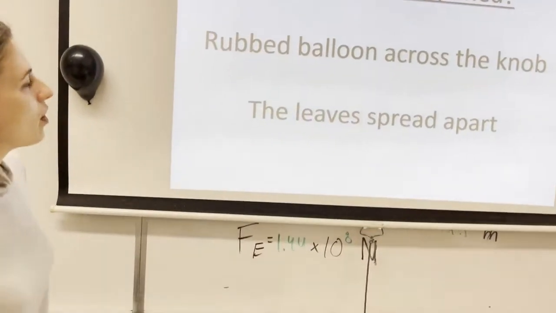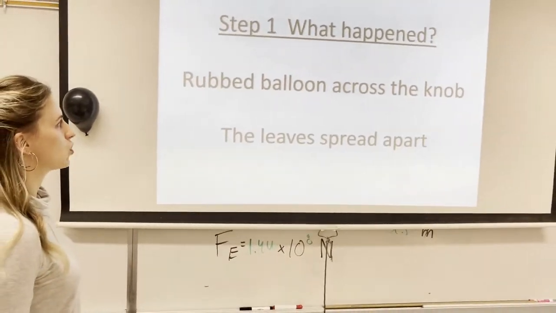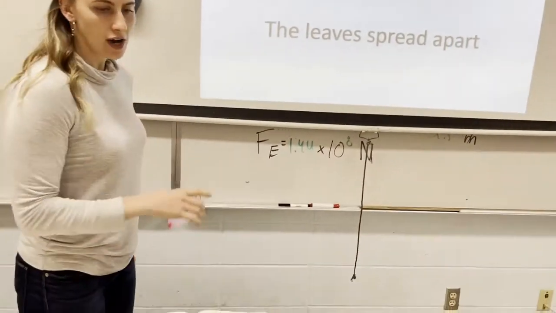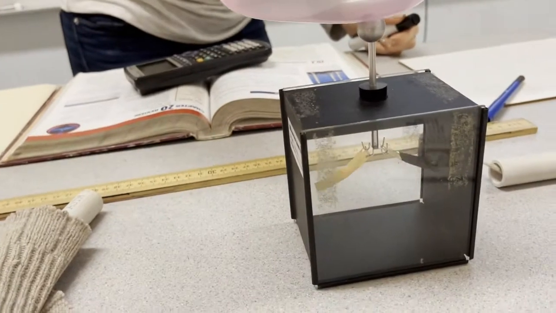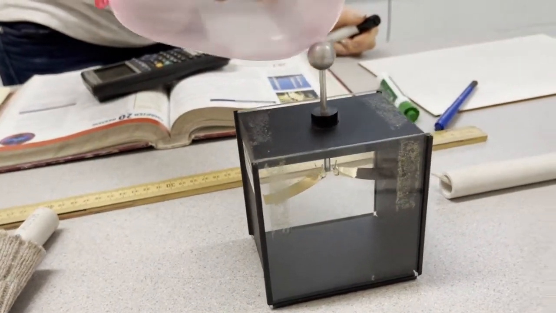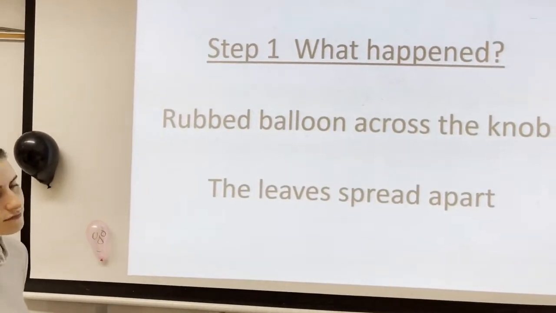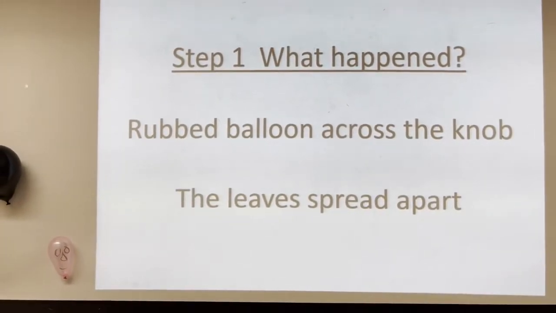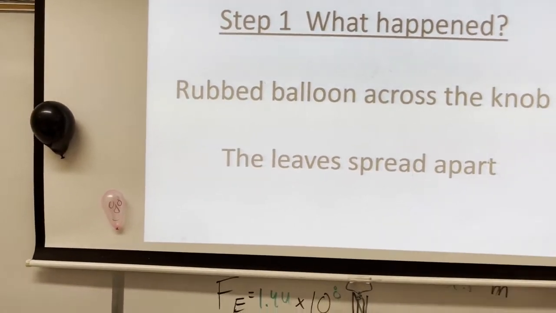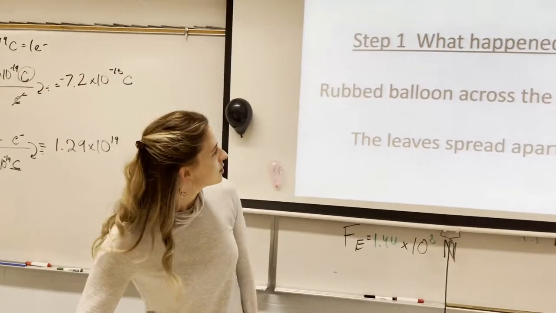All right, so step 1. What happened? So we rub the balloon across the knob like this. The leaves spread apart. So that's 2 items you should have written down. You rub the balloon across the knob, the leaves spread apart. Okay, if you don't have it written down, write it down, and you give yourself 1 point for that.